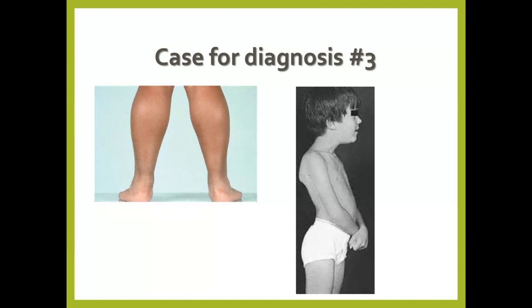Promise me you're going to read about Duchenne muscular dystrophy. All right, add that to your reading list for today. But this is called pseudo-hypertrophy of the calf muscles. It actually looks hypertrophied, but it's not due to increased size of muscle fibers.